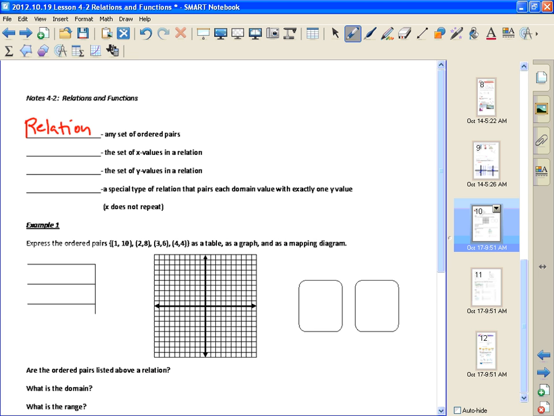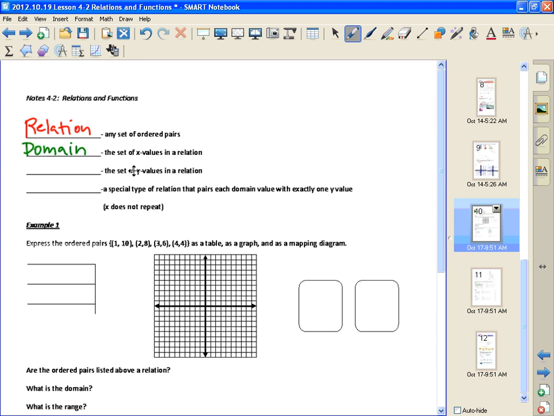All right, the next definition that you need to write down is the word domain. So Legend, go over there and find the word domain. Good. Everybody see where Legend's pointing? See how it's over there on the left side, in the X column? It's because if I say the word domain, then I'm talking about X values. So the definition of domain is the set of X values in a relation.